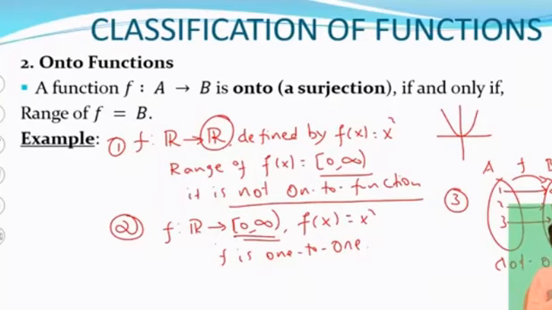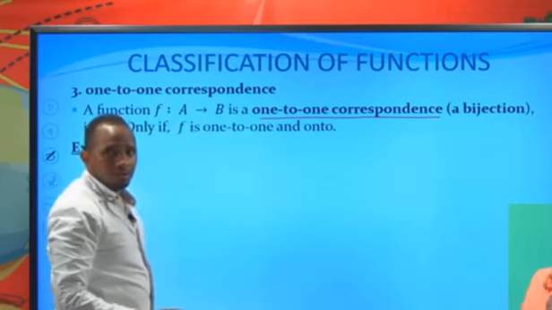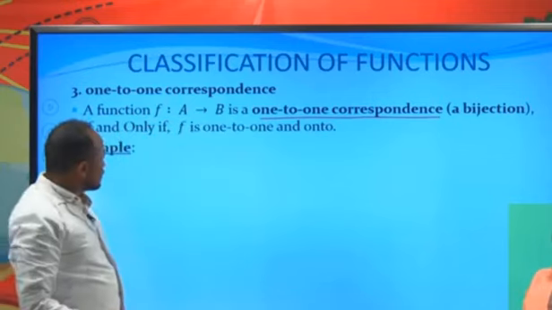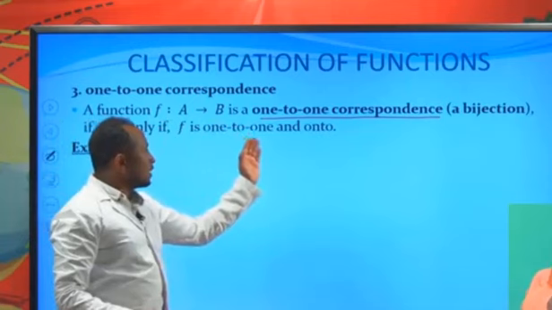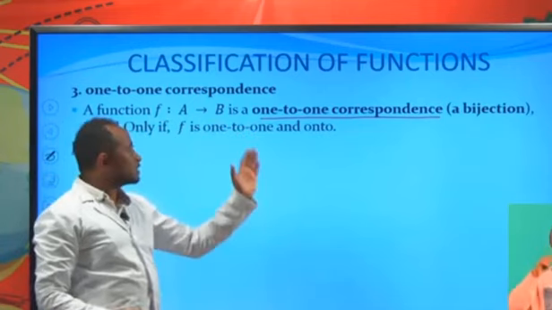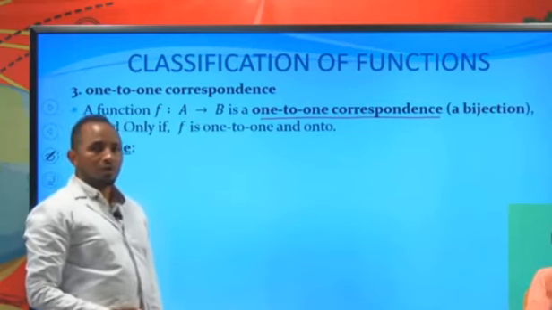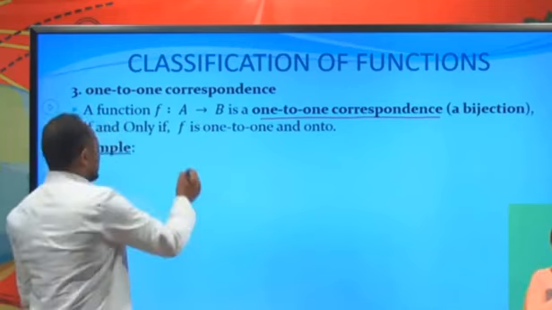So now let's continue to the other part. One-to-one correspondence. A function f from A to B is said to be a one-to-one correspondence or a bijection if and only if f is one-to-one and onto. It must satisfy both. If it is one-to-one and onto, in that case, the function is said to be a one-to-one correspondence.